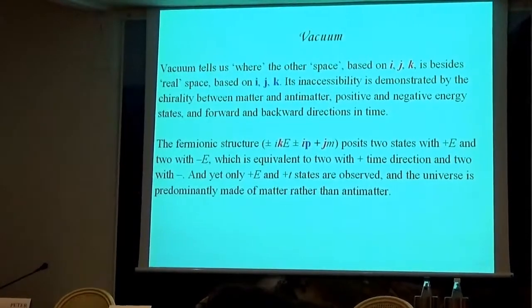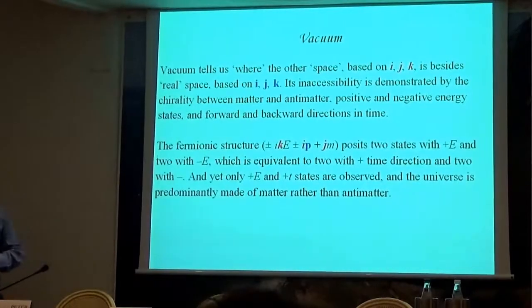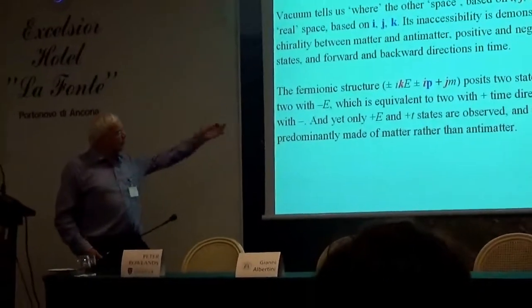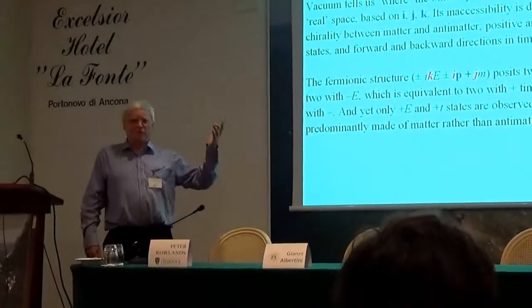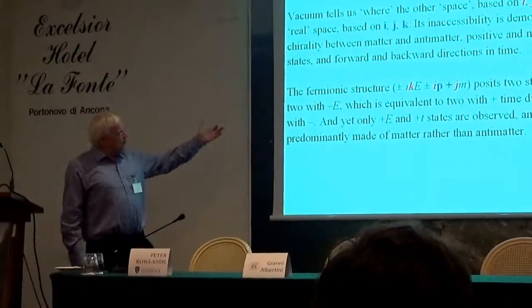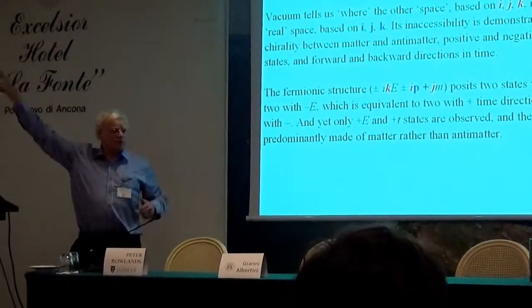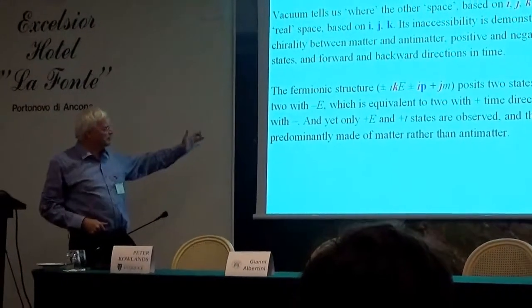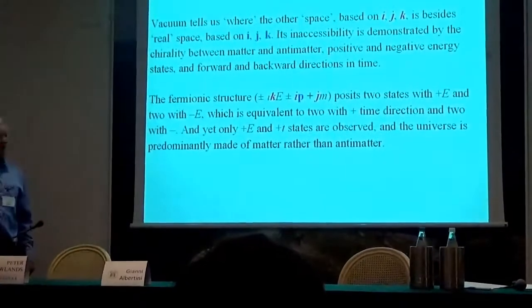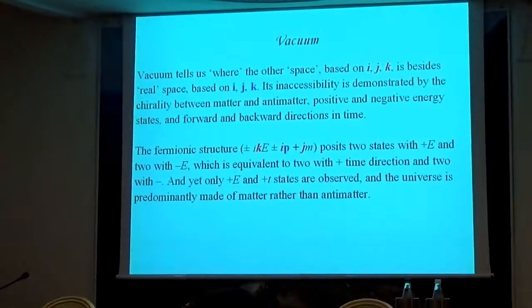So the fermionic structure, why on earth does it do this? When we write down the fermion wave function, we write down 4. Why do we write down 4 and not 1? Well, it's because we need 2 plus E and 2 minus E. We need 2 in the other vacuum, in the vacuum space, in the other space. And 2 other time directions which we will never observe.